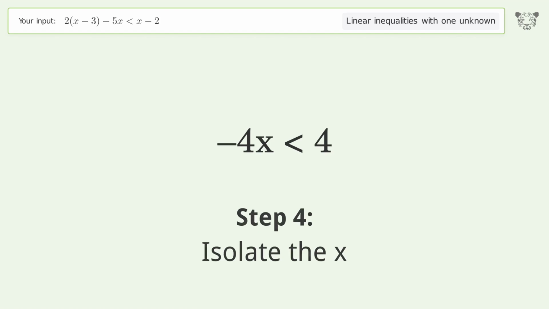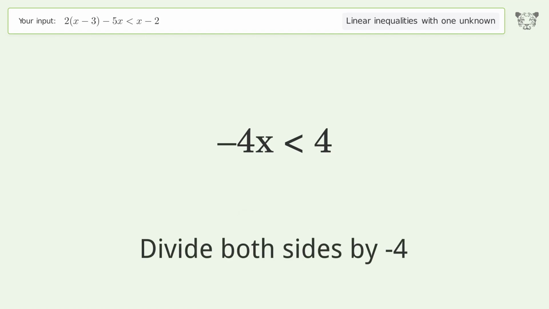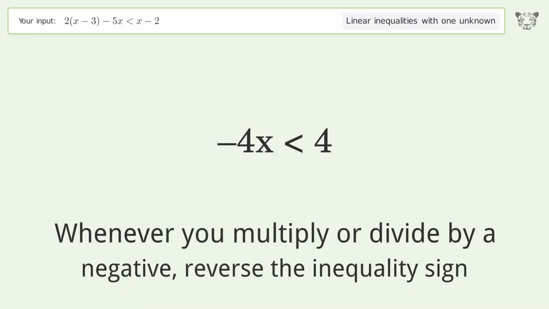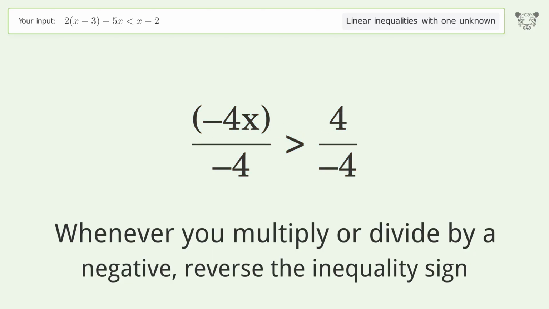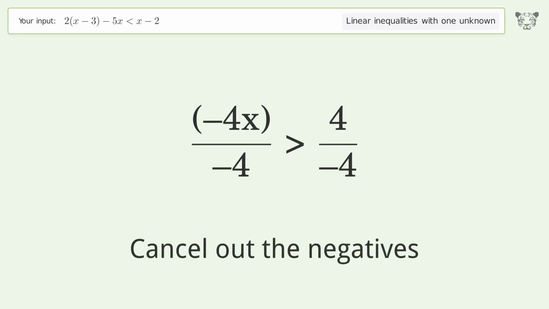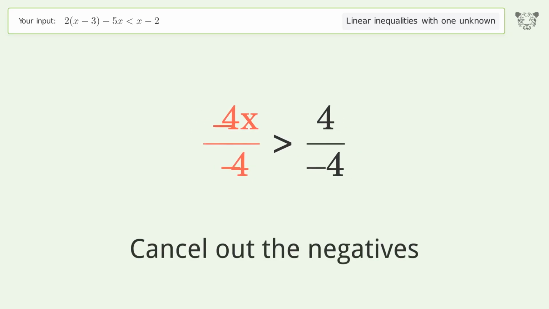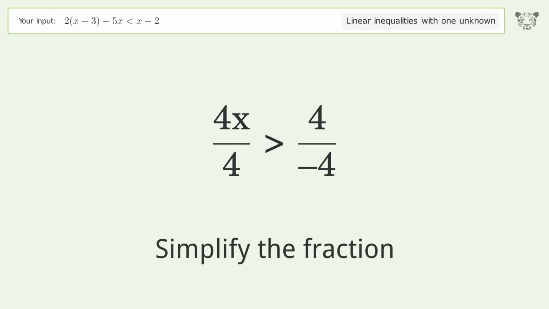Isolate the x. Divide both sides by -4. Whenever you multiply or divide by a negative, reverse the inequality sign. Cancel out the negatives. Simplify the fraction.